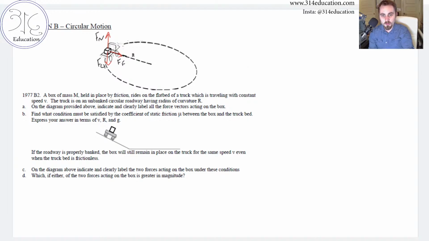Next, we are looking at it when it rides up on a bank. Find what condition must be satisfied by the coefficient of static friction mu between the box and the truck bed. Oh, sorry, that's for part C when we bank up. Okay, so this is just in general here. We expect the friction force to be the centripetal force, so that must equal mv²/r when we're on a flat surface. Hang on, let's track this back a little bit. We also expect our frictional force to be equal to mu times our normal force. Now our mu, this coefficient of friction, is what we're looking for.